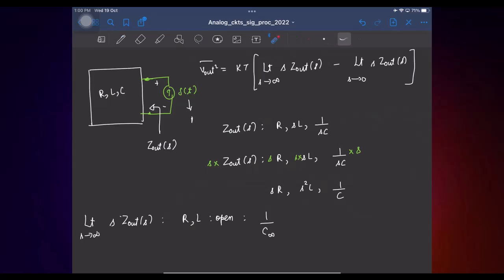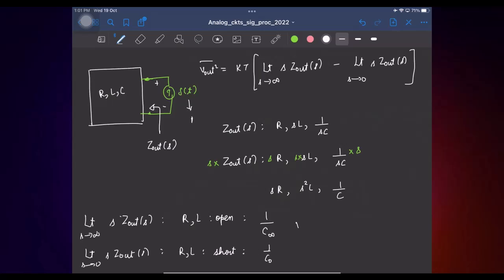Similarly, if I make S to be 0, what happens? This goes 0, this goes 0. So it's as if you short the resistors and inductors. So the last term here, how can you find this? R and L are short, and you find what is the effective capacitance remaining, and this is C0.